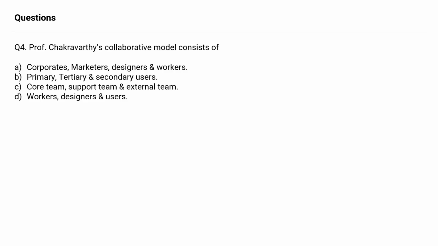We'll come to our fourth question. Professor Chakravarti's collaborative model consists of: option A, corporates, marketers, and designers; option B, workers, the primary, secondary, and tertiary users; option C, core team, support team, and external team; option D, workers, designers, and users. Option C, core team, support team, and external. We have got one more for option C. Anyone else? Option C, sir. Anyone else?